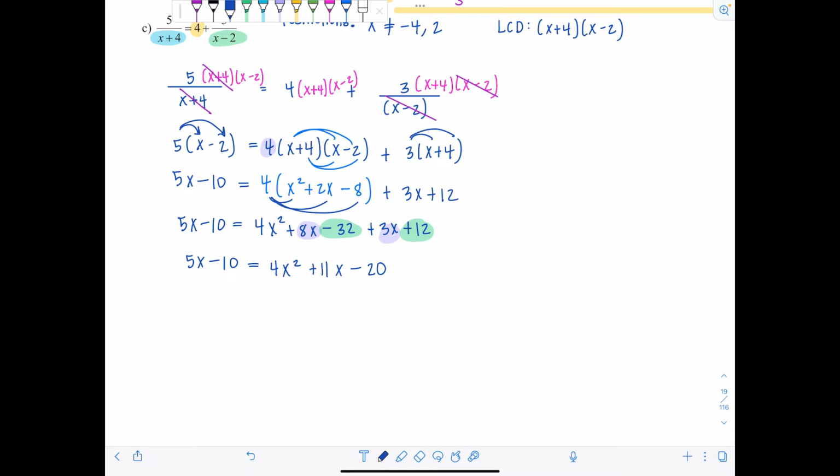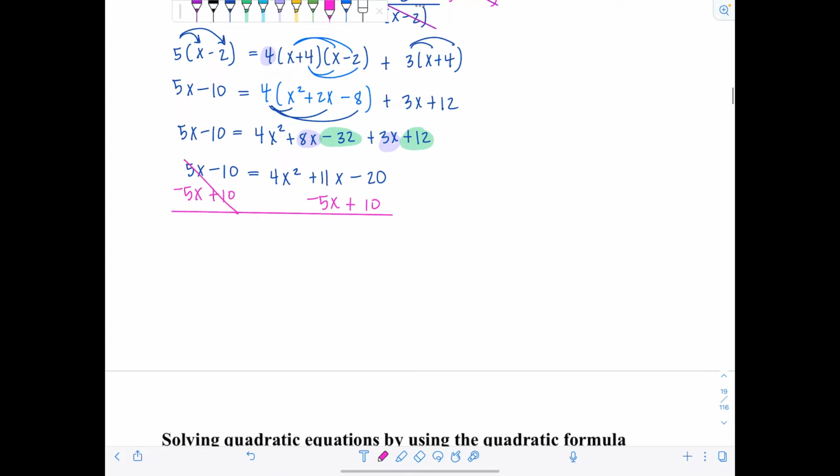Okay, we need to set everything equal to 0 before we can start factoring. It's not a good idea to factor with x squared having a negative coefficient. So I'm just going to move everything to the right because I don't want this to become negative by moving it to the left. You get what I'm saying? Okay, good. So minus 5x plus 10, minus 5x plus 10. This is gone. Now I have 0 equals 4x squared plus 6x minus 10.